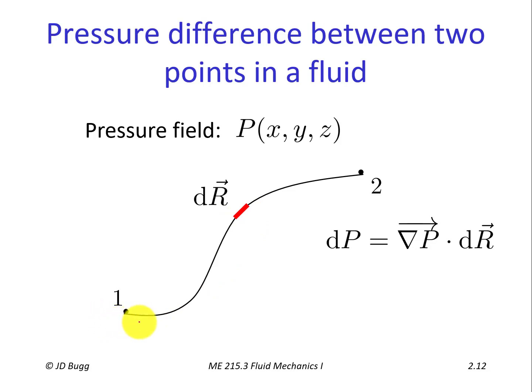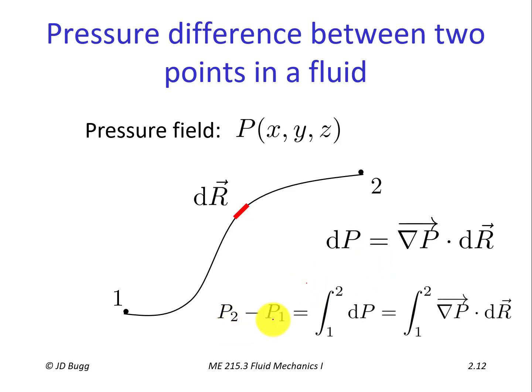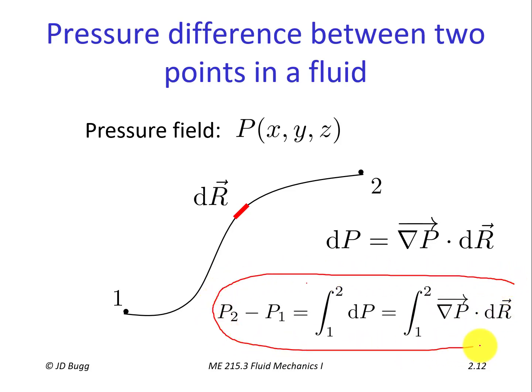We still need to add up all those pressure differences, and so we do that by integrating. So our pressure difference, P2 minus P1, is the integral from 1 to 2 of dP. So think of this backwards. You integrate dP from 1 to 2, means add up all the pressure differences as you go along there. You get P2 minus P1. So just substituting in for dP, P2 minus P1 is the integral from 1 to 2 of the pressure gradient dot dr. So this is a fairly important equation to remember.